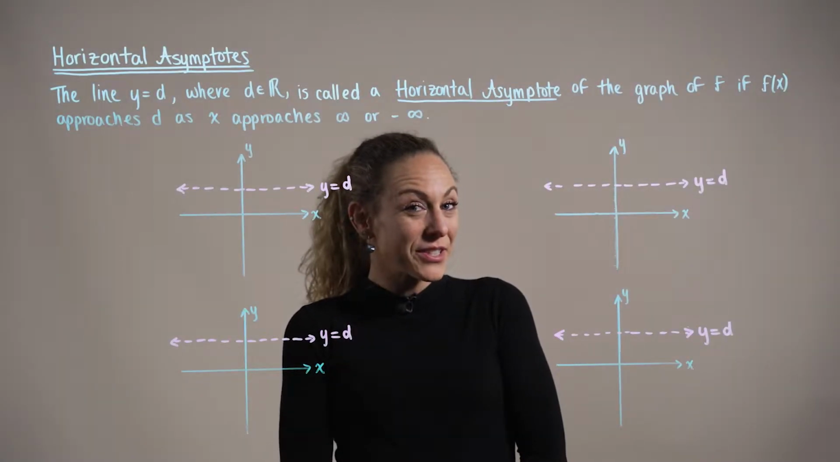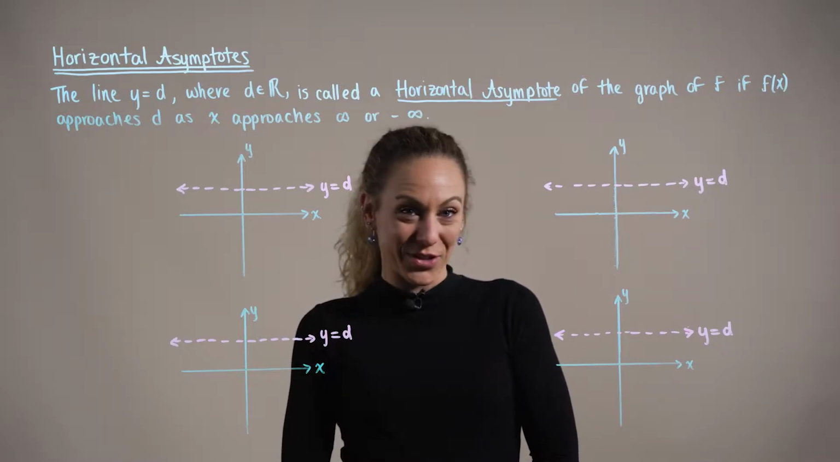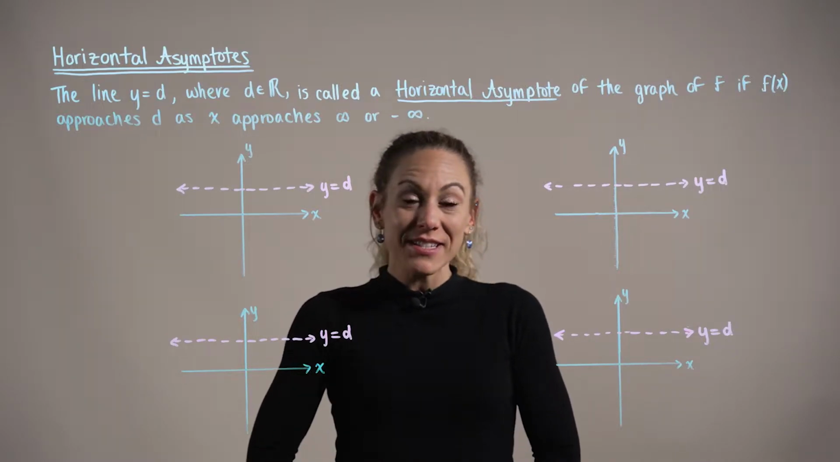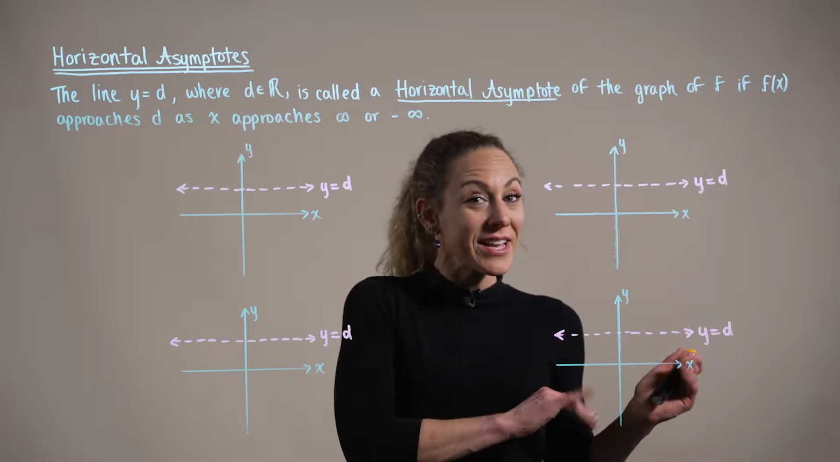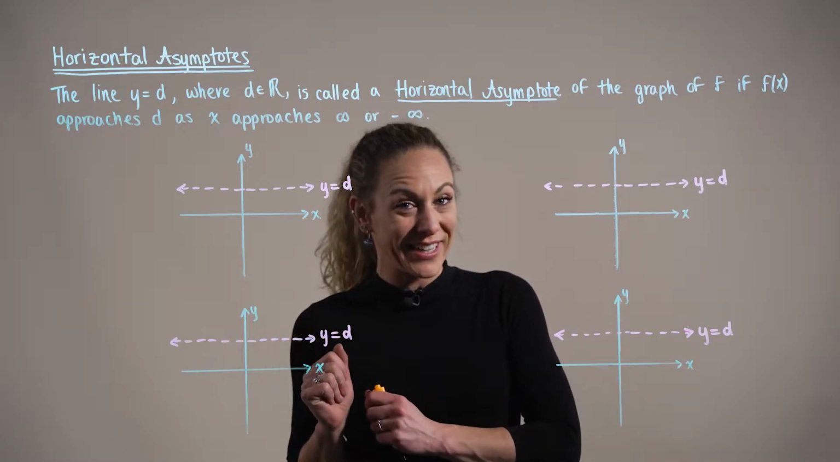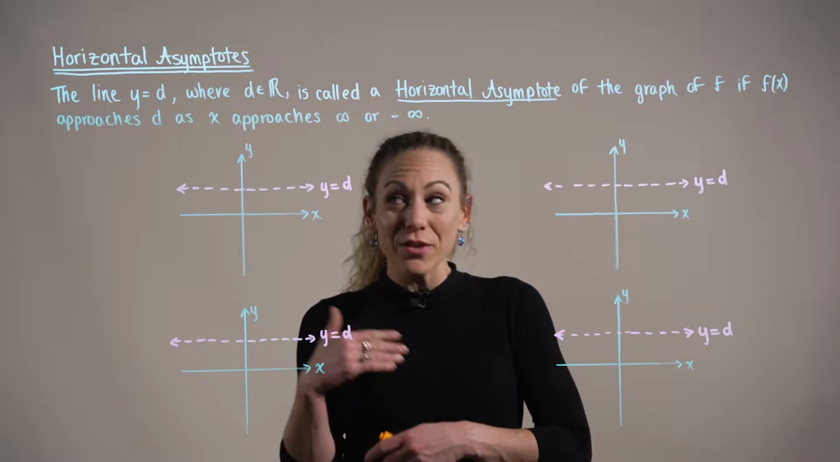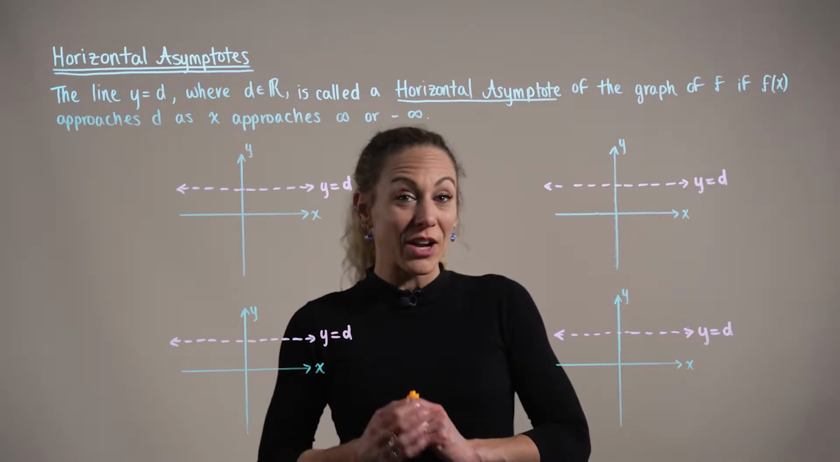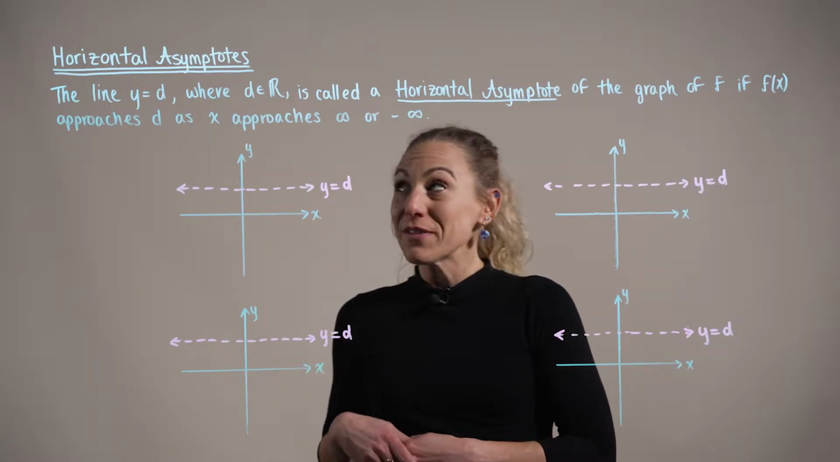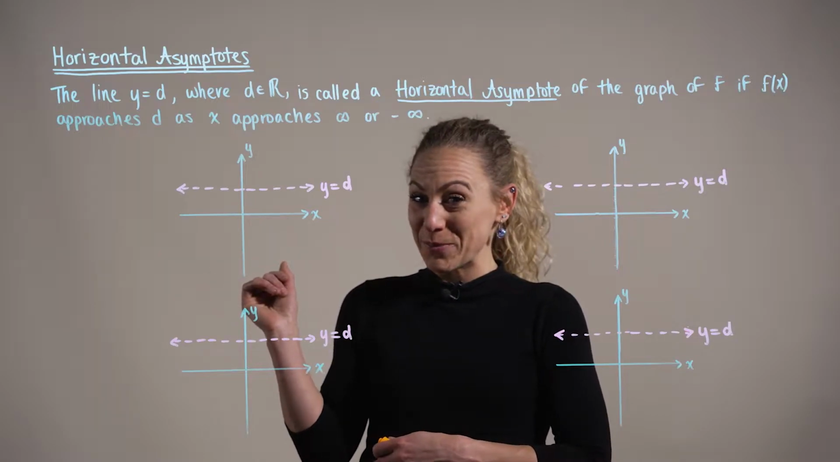So here we want to determine how the graph of a rational function is going to behave as x is approaching positive infinity and as x approaches negative infinity. So in other words, we are looking at the end behavior of rational functions. And we call these horizontal asymptotes.